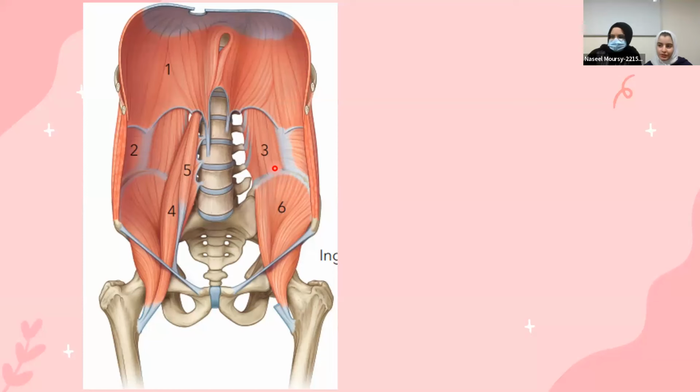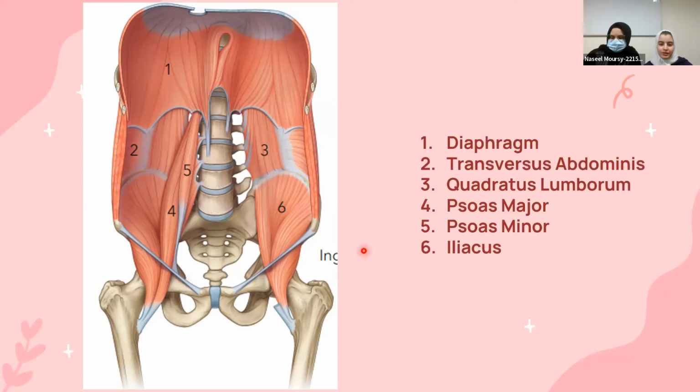Okay, I'm getting two answers. Which one is it? Oh, it's pretty... lumbar. Good job, quadratus lumborum. Okay. Now, what about number four? Psoas major. Good job. And number five, it's right beside it. Psoas minor. Okay, and number six, iliacus. Good job, you guys. You guys are amazing. Okay. So here are the six muscles.